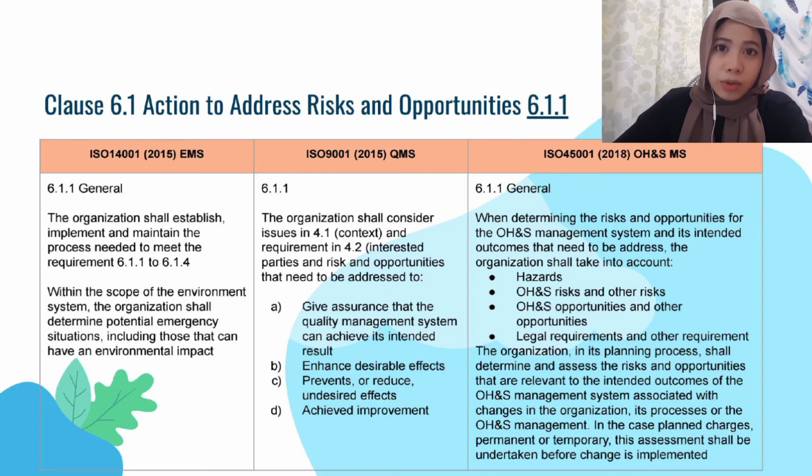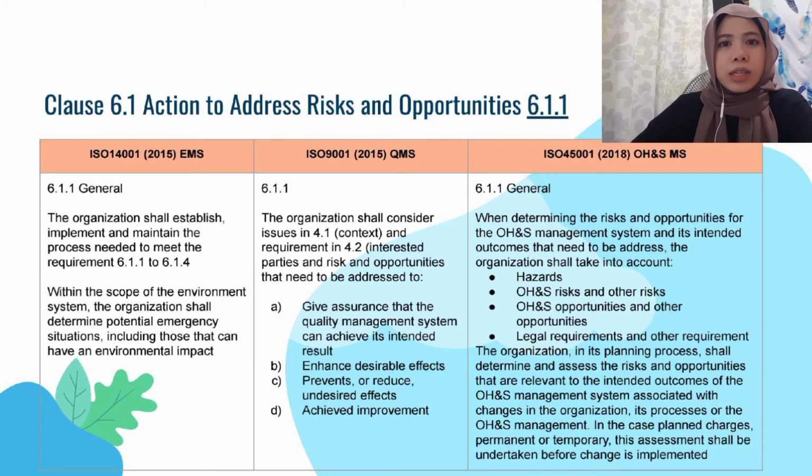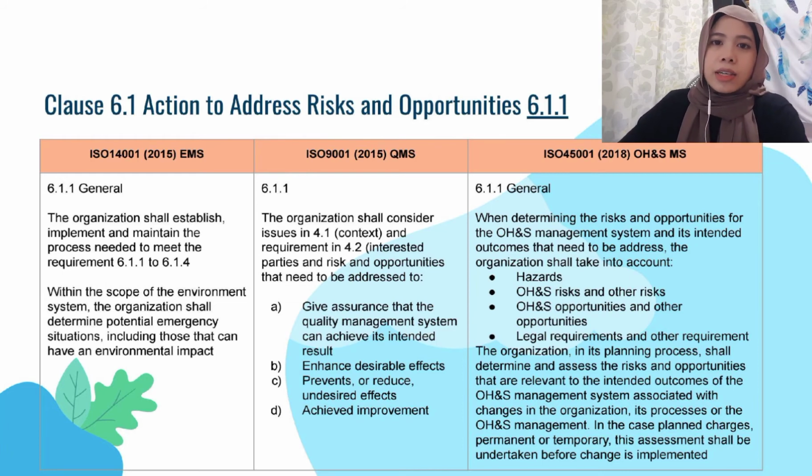Next, for ISO 9001, it gives assurance that the quality management system can achieve its intended results, also enhance desirable effects, prevent or reduce undesired effects, and achieve improvement. For ISO 45001, in the planning process the organization shall determine and assess the risks and opportunities that are relevant to the intended outcomes of the OHS management system associated with changes in the organization or the OHS management.